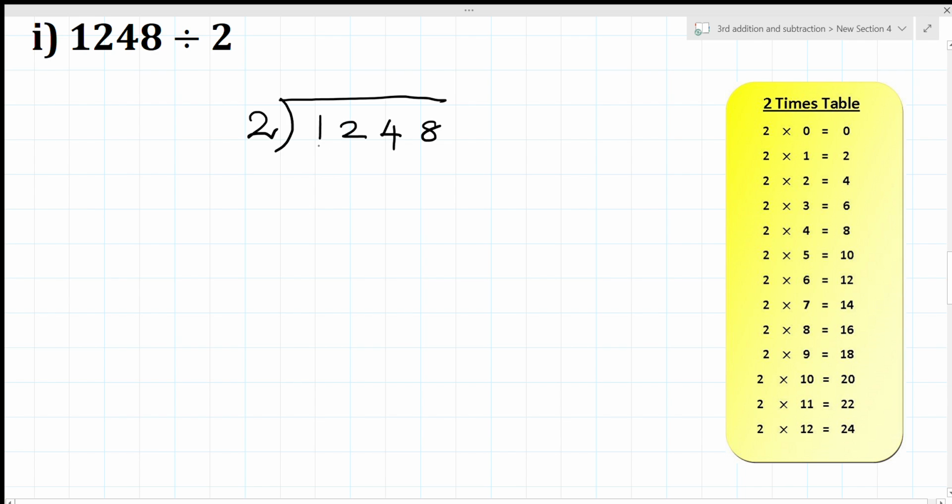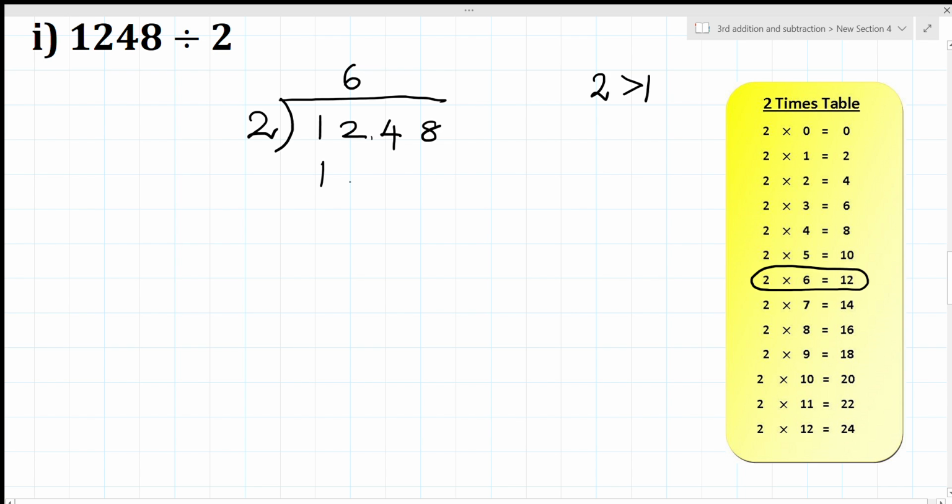Now look at the first digit of the dividend. It is 1. We cannot divide this because it is smaller than the divisor. So we are going to take the next digit also, 2 digits together. So 12 we have. Can you have 12 in 2 table? Look at the table. Yes, 2 6s are 12. So 6th time we have 12. So write 6 in the quotient.